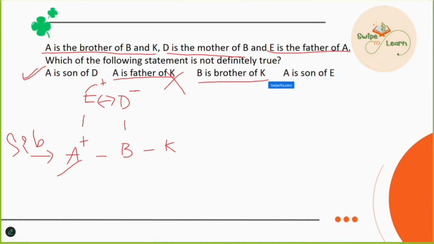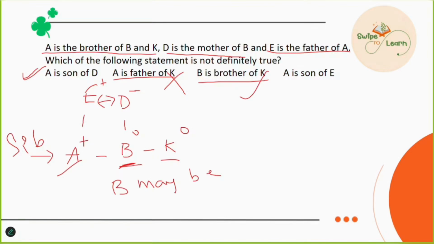Next one. B is the brother of K. Okay, B and K are siblings, but their genders are not known. So without knowing the gender, we can't say that B is a male person. So this may or may not be true. B may be a brother or may be a sister, so there is a chance of B being a brother of K.